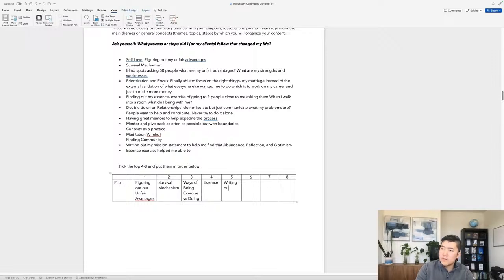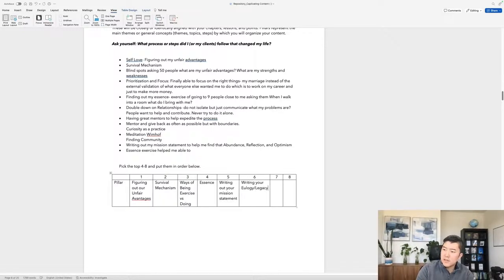Writing out your mission statement. Okay. And then writing your eulogy, legacy workshop, exercise. What else? What was helpful for me?